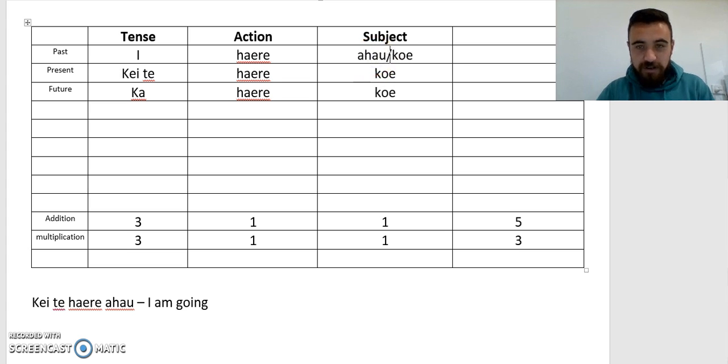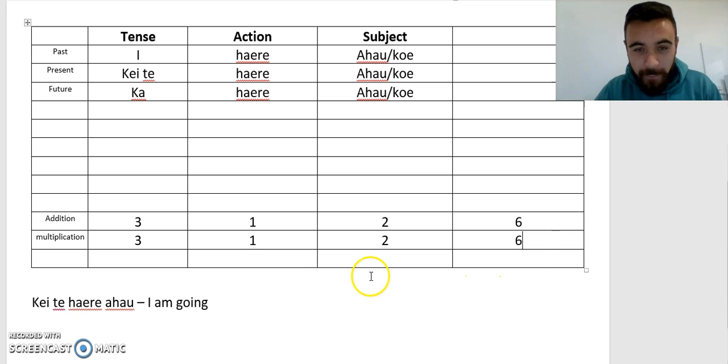So we've learned aho and koe. I'll just put all these in here. So now what we've learned is another word. So we've learned 3, 4, 5, 6. Now if we multiply them out, we've got 3 times 1 is 3, 3 times 2 is 6. So there we go. Now we've learned six different words, and we've learned how to say 6 different phrases. Pretty simple, huh? So what if we added one more in? We'll add in ia.